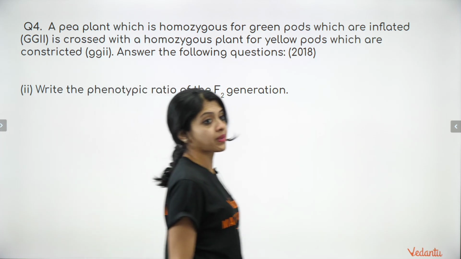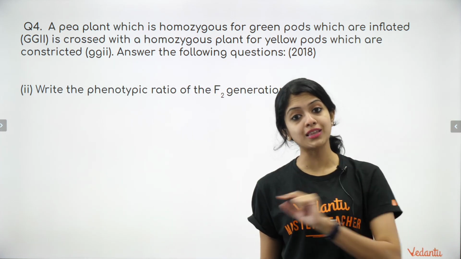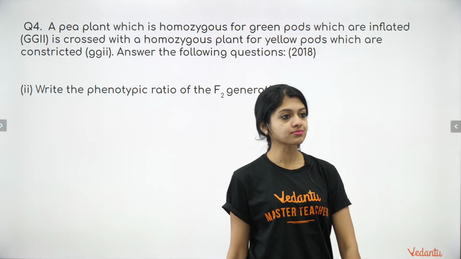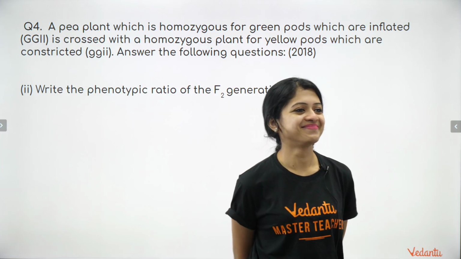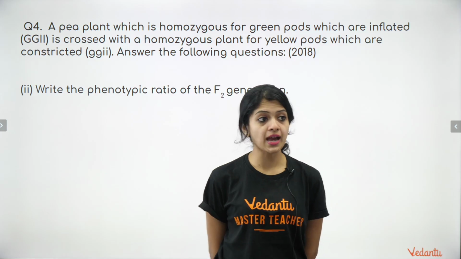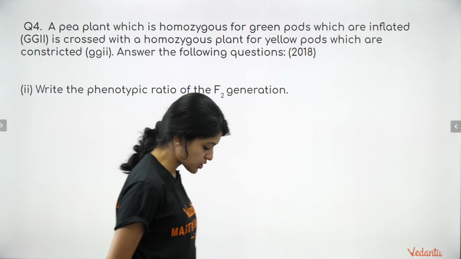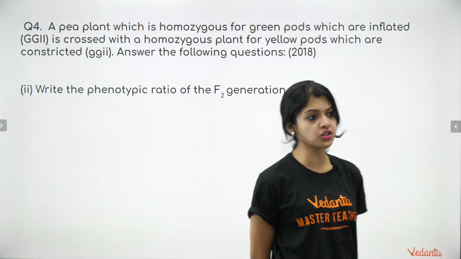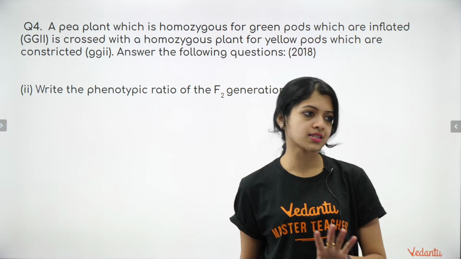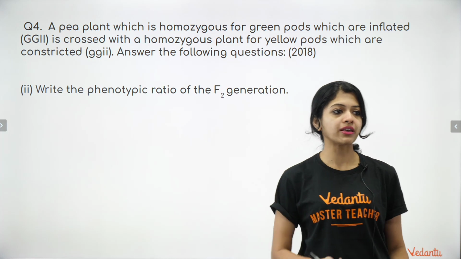Moving on to the next one. Write the phenotypic ratio of the F2 generation. Somebody gave me the answer to this question in the previous one. Bhavita says the answer first this time. 9:3:3:1. That is the phenotypic ratio for the F2 generation. Those of you who are not clear with that, please sit down with paper and pen, work it out and see what you're getting. You must get the ratio as 9:3:3:1.